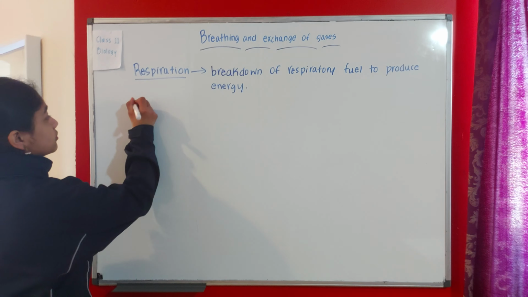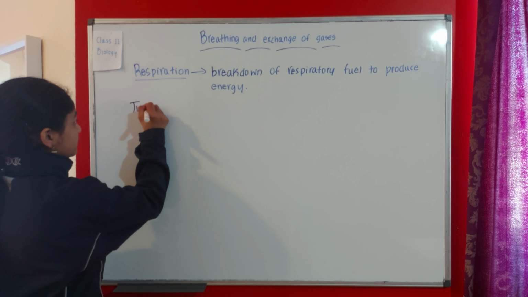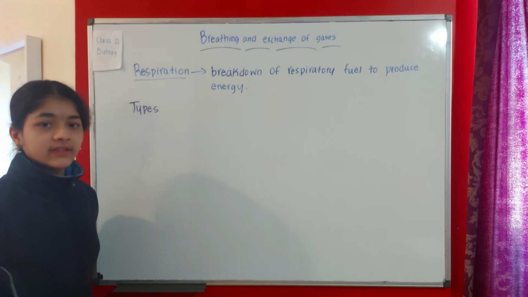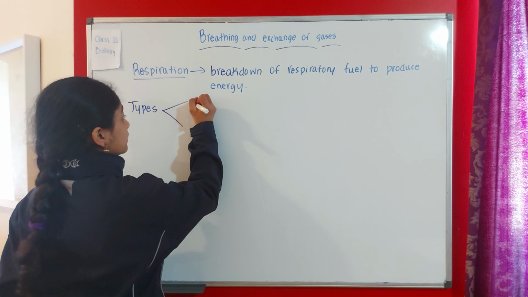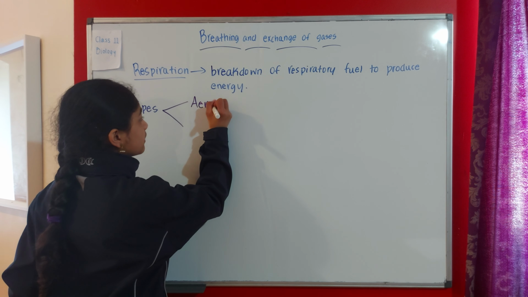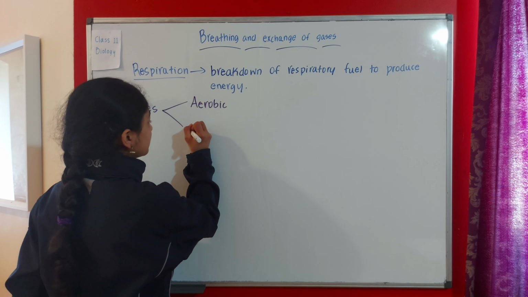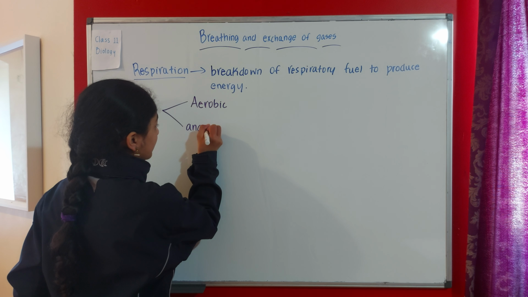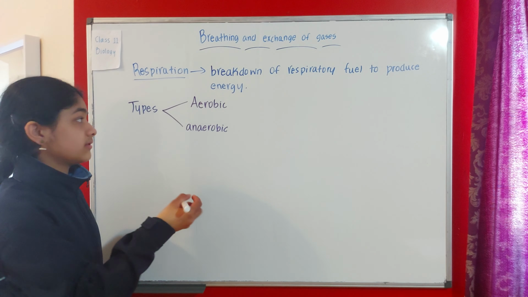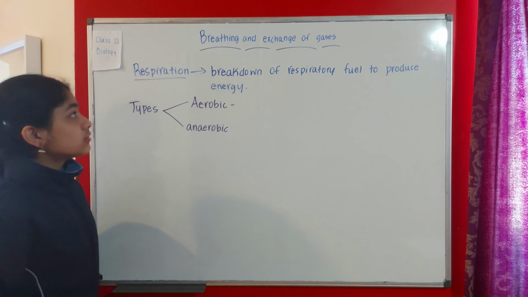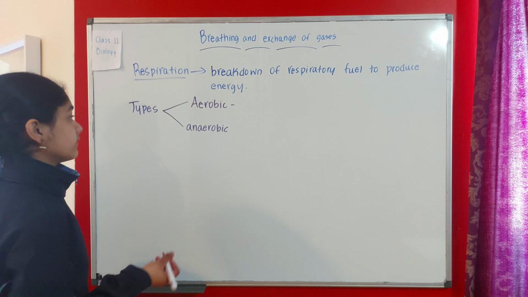Now we are going to come to the types of respiration that we can have. There are two types of respiration. The first one is aerobic respiration, and the second one is anaerobic one. Aerobic respiration and anaerobic respiration. So these are the two types of respiration that we can have.